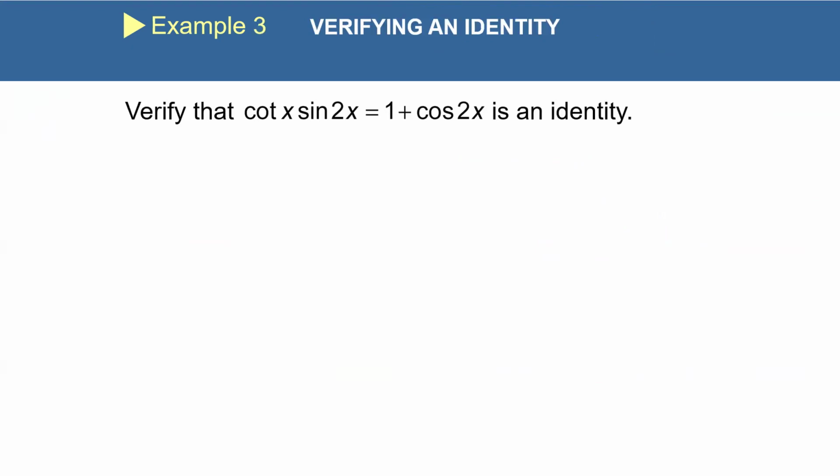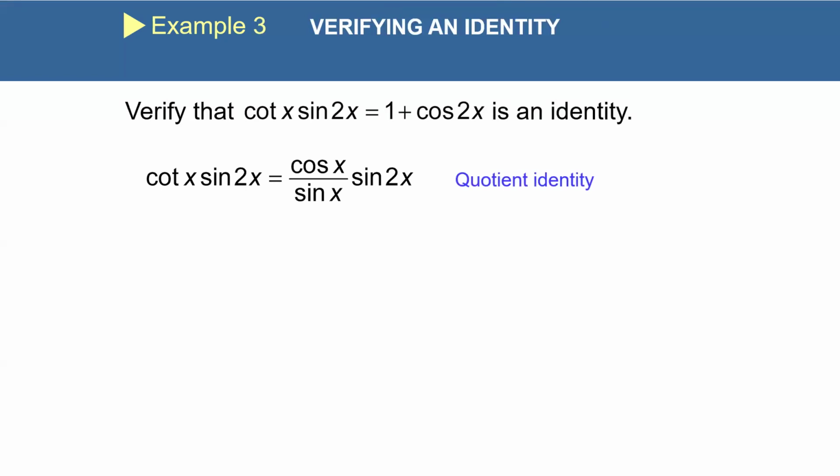It says, verify that cotangent x sine 2x equals 1 plus cosine 2x. So you have to decide which side is your harder side. For the sake of our notes, we're going to do the left side, and we're going to prove that the left side can become the right side. We all decided that we didn't want to do option 2, where we make them both equal to the same thing, right? Okay, cool.